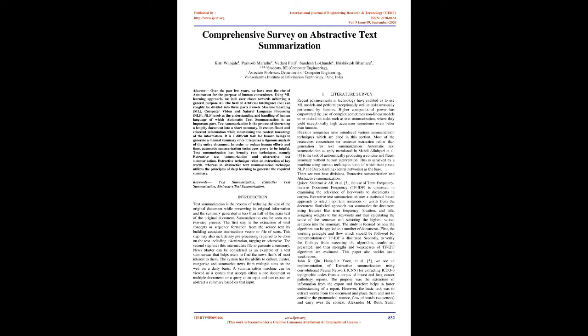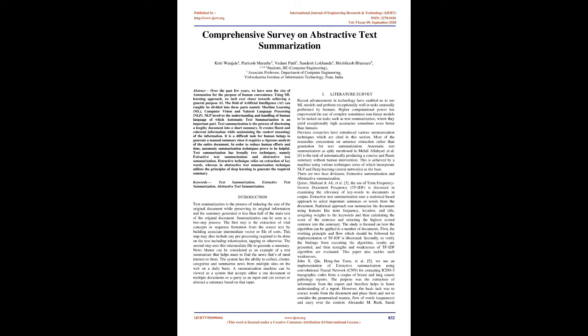Introduction. Text summarization is the process of reducing the size of the original document while preserving its original information, and the summary generated is less than half of the main text of the original document. Summarization can be seen as a two-step process. The first step is the extraction of vital concepts or sequence formation from the source text by building an intermediate vector or file of sorts. This step may also include any pre-processing required to be done on the text, including tokenization, tagging, or otherwise. The second step uses this intermediate file to generate a summary.